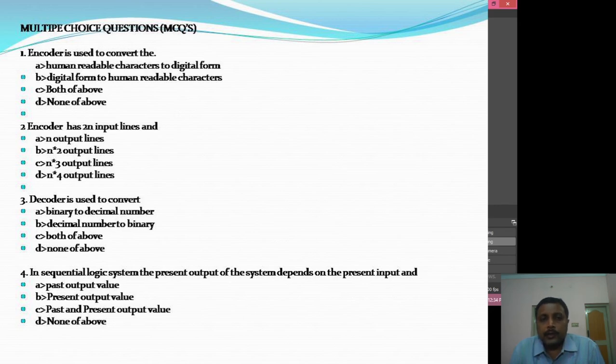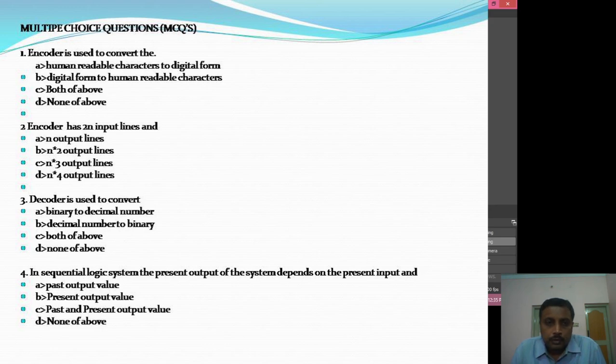Second one: an encoder has 2 to the power n input lines and how many output lines? n into 2 output lines, n output lines, n into 3 output lines, n into 4 output lines. The answer here is n output lines. As I said, an encoder has 2 to the power n input lines and n output lines. Third one: a decoder is used to convert binary to decimal, decimal to binary, both of the above, none of the above. The answer is A, binary to decimal number.